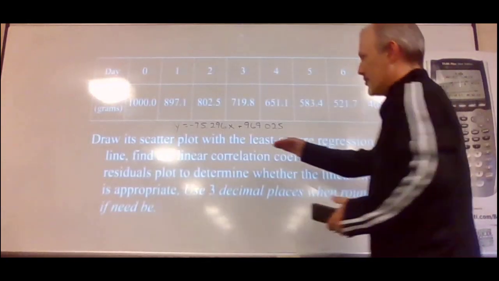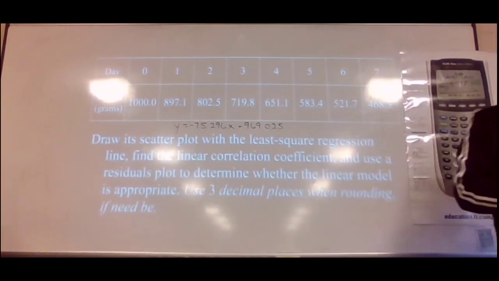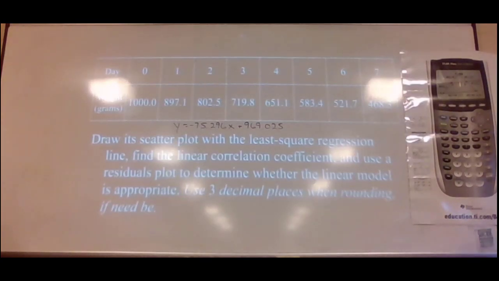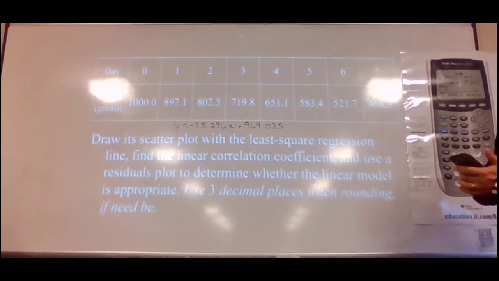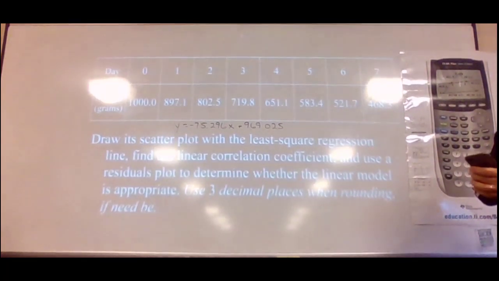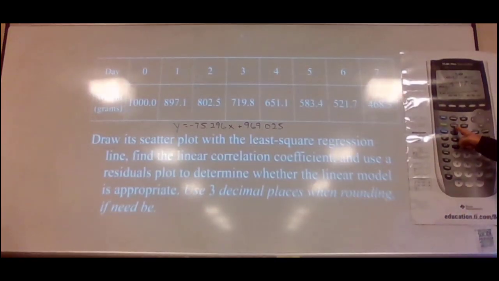Okay, so now to do this part, draw the scatter plot with the least square regression line. Here's what we're going to do. The first thing we're going to do is go to y equals, which is this one right up here at the top left corner. And again, you might have something in that equation, you're just going to get rid of it, but we want to put this in. Negative 75.296 in Y1, yep. And then the x value, remember the x value is right here next to the green alpha key. And then plus 969.025. Can you repeat that again?